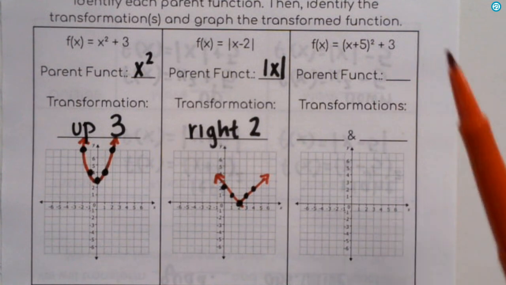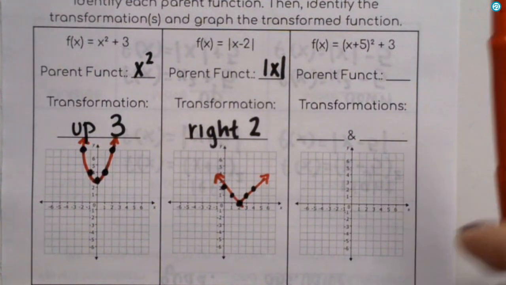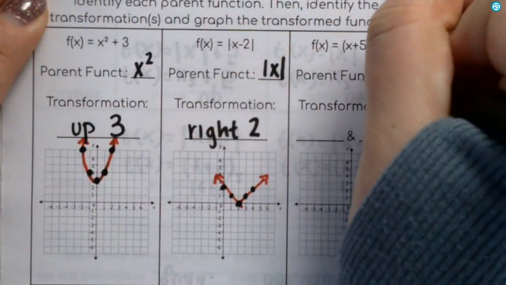What that's going to mean is we are going to move left or right, and we're going to move up or down. You will always move left or right and up or down. You will never move both left and right because that would just cancel itself out. You will never move both up and down because that would just cancel itself out. So parent function is the same. Parent function on this one is x squared.